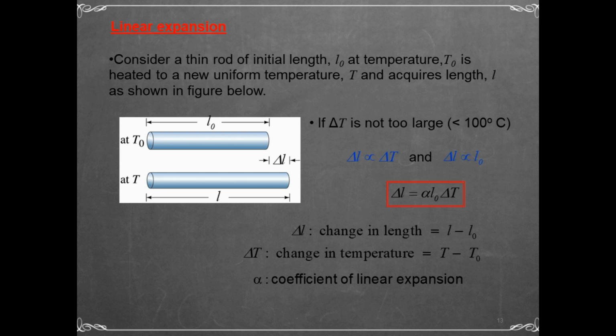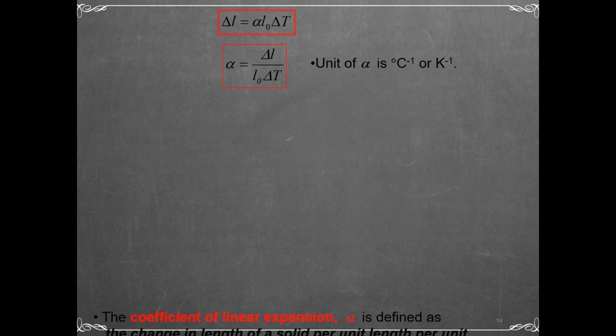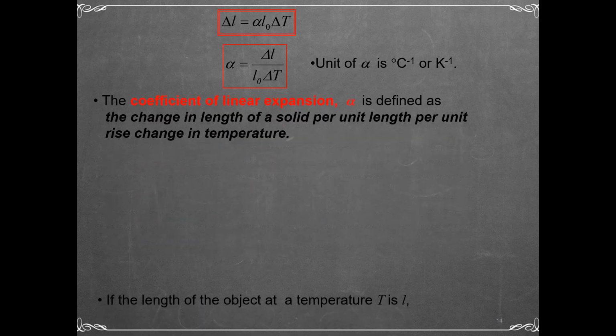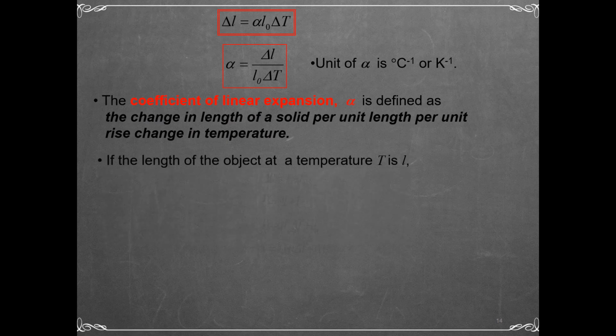So what is delta L? It is the change in length. Delta T is the change in temperature. And alpha is the coefficient of linear expansion. Rearranging the equation delta L equals alpha L naught delta T, we get alpha equals delta L over L naught delta T, where the unit for alpha is per degree Celsius or per Kelvin. So what is meant by this alpha? It is the coefficient of linear expansion.